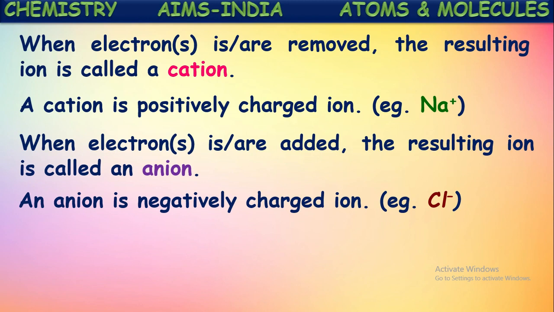Ions formed by the loss of electrons are called cations. The ions formed by the gain of electrons are said to be anions. Two kinds of ions are there, positive ions and negative ions. Positive ions are cations, negative ions are anions.